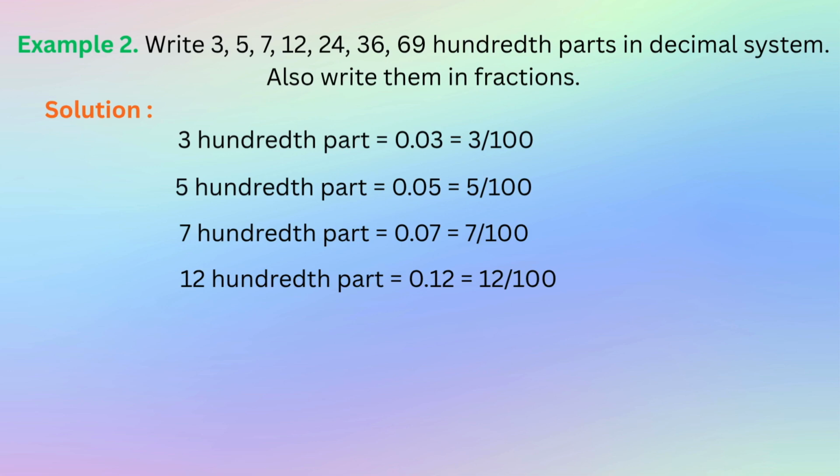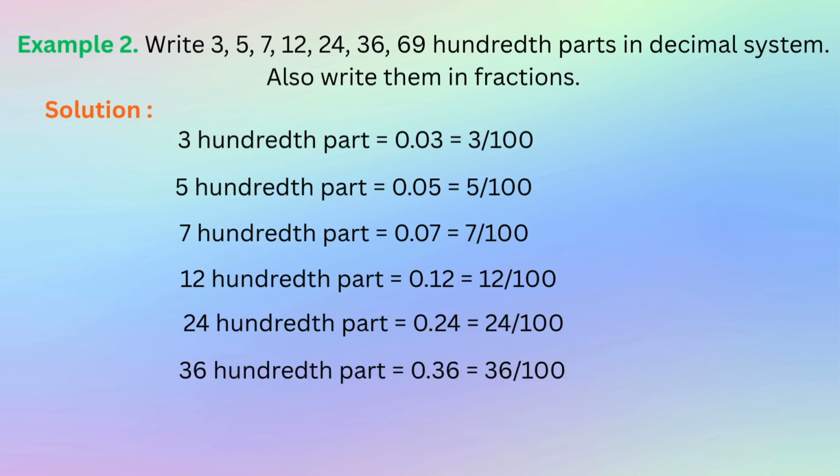12/100th part equals 0.12 equals 12/100ths. 24/100th part equals 0.24 equals 24/100ths. 36/100th part equals 0.36 equals 36/100ths. 69/100th part equals 0.69 equals 69/100ths.